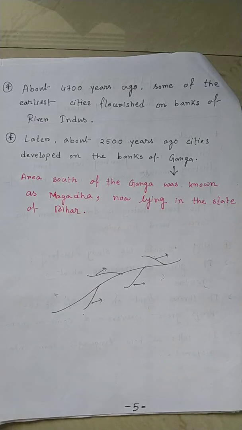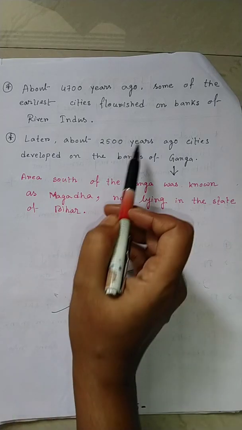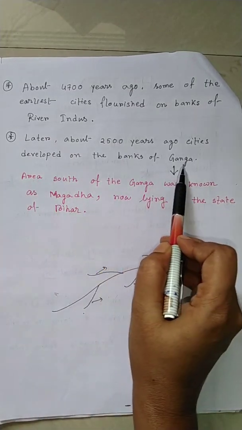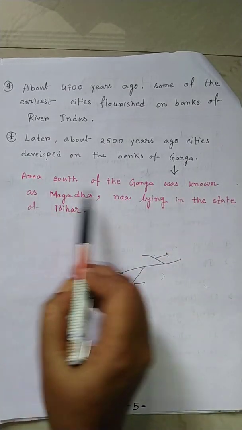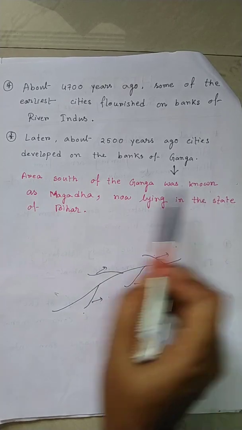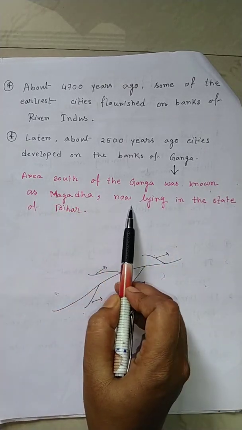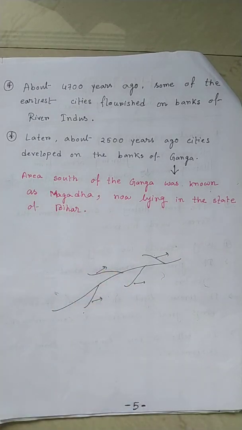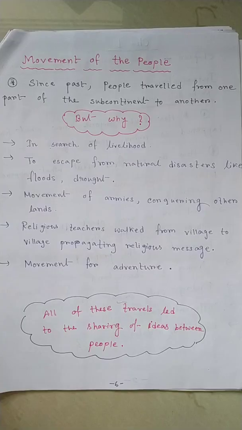About 4,700 years ago, some of the earliest cities flourished on the banks of river Indus, like Harappa and Mohenjo-daro. Later, about 2,500 years ago, cities developed on the banks of river Ganga. The area south of the river Ganga was known as Magadha. It was a very big kingdom at that time. Now it is lying in the state of Bihar.